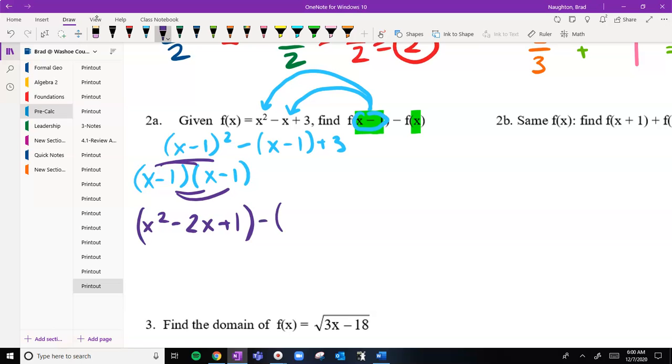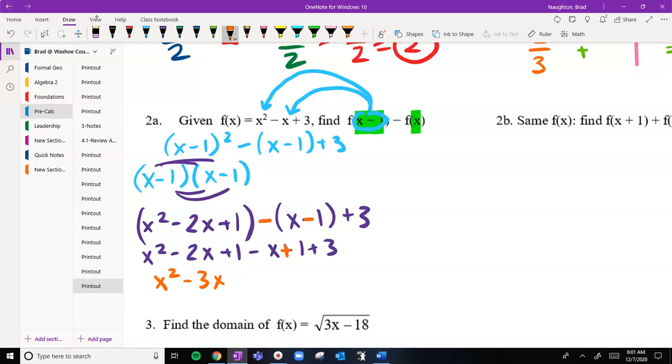And then I have a minus x minus 1. And then a plus 3. So if I distribute that minus, I'm going to get x squared minus 2x plus 1 minus x plus 1 plus 3. Now, how did that happen? Well, I have a negative and a negative, so that's how it became a plus. So this is going to become x squared minus 3x, and then I have a plus 1 plus 1 plus 3, so it's a plus 5.